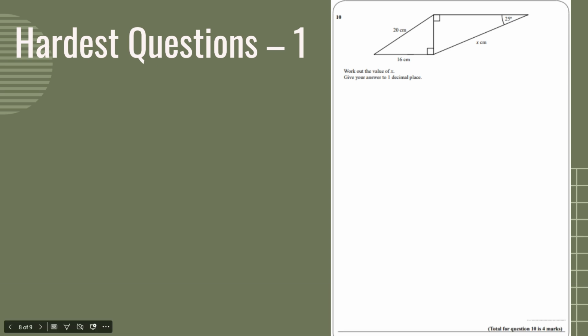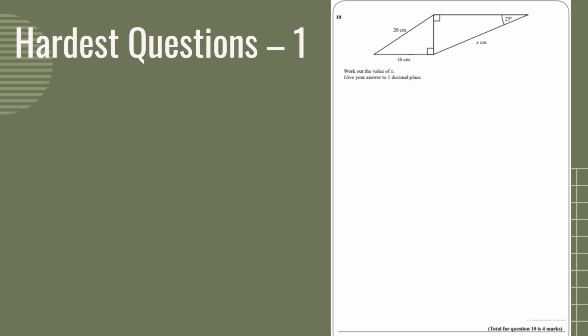So, we're asked to work out the value of x and to give that answer to one decimal place. As you can see with our triangle, we only have an angle of 25 degrees inside. We don't have a base or a height. But with our other triangle, we have a hypotenuse of 20 and a base of 16. So if we work out the height, we can use that in our other triangle.